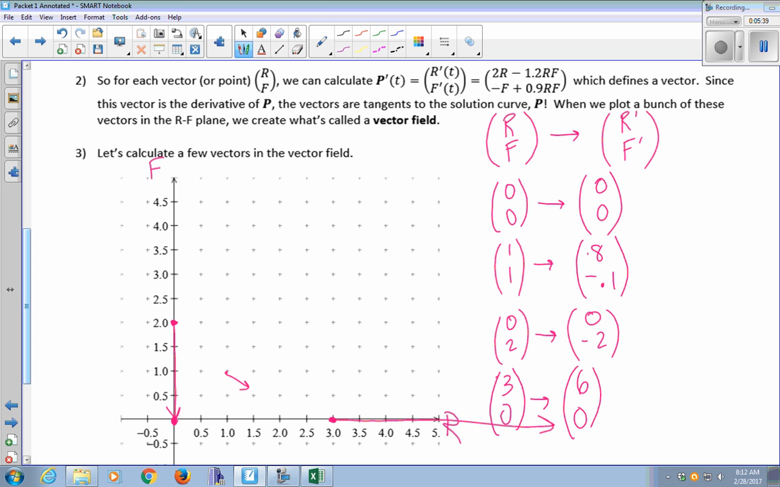And then I'm going to do one more in the plane that's not on an axis, like maybe 2, 4. So I plug in 2 for R and 4 for F. So I have 4 minus, I need a calculator.